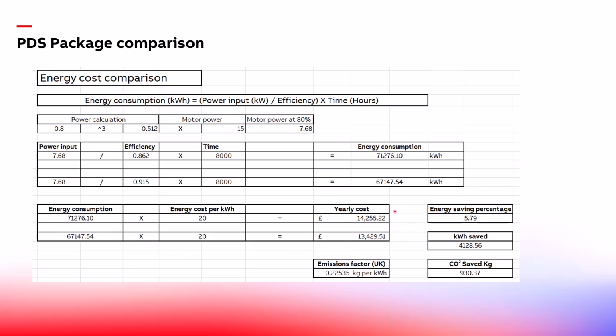As you can see there, you're looking at around £800 per year less operating cost for the motor, just by changing to a more efficient motor. Energy saving percentage of just under 6%, and over 4,000 kilowatt hours saved, and over 900 kilograms of CO2 saved as well. So there's quite a difference there just by upgrading the motor, which is quite impressive.